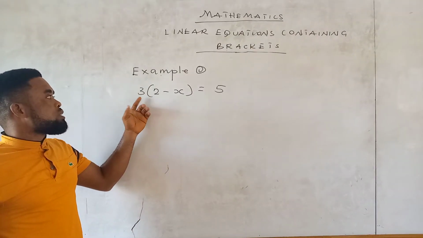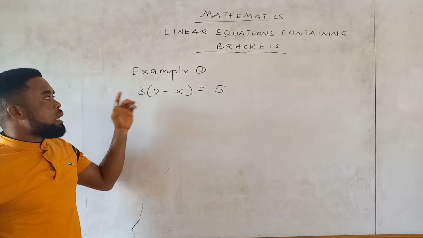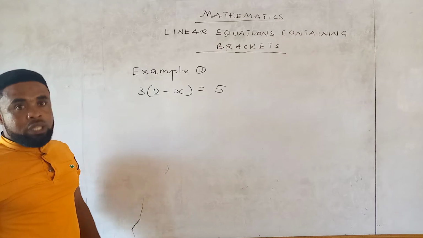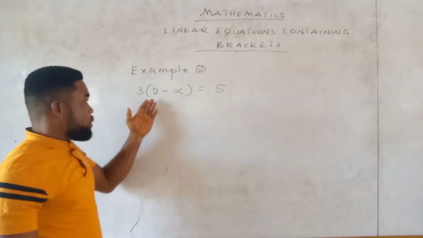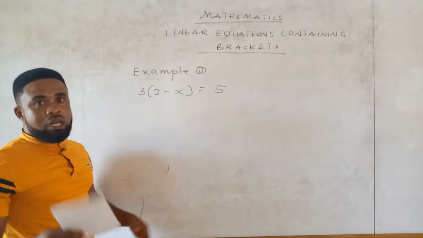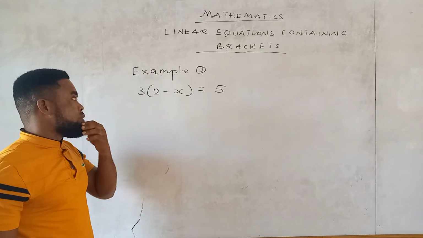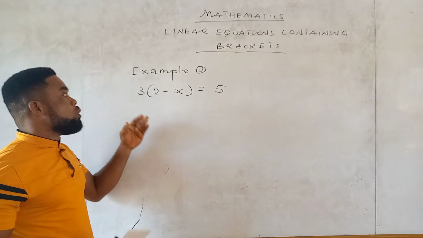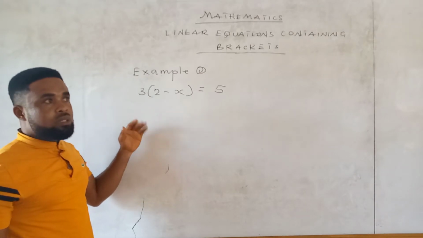So the 3 outside the bracket will multiply the 2, and it will still multiply the x. Please, as you multiply, take notice of your operational signs, I'm talking about the addition and the subtractions, or let's say the integers, so that you know how to apply the integers very well.